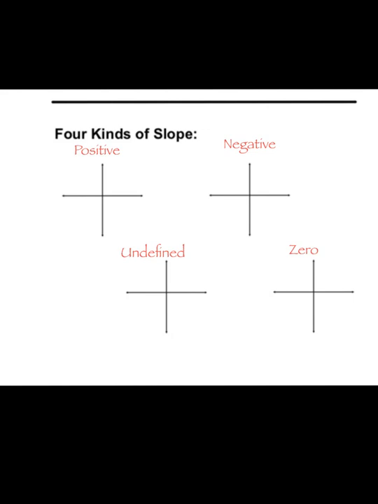Hi guys, so today we're going to start introducing the topic of slope. And we have four different kinds of slope. We have positive, which is an increasing line from left to right. Negative, which is a decreasing line. Undefined, which is a vertical line. And zero, which is a horizontal line.